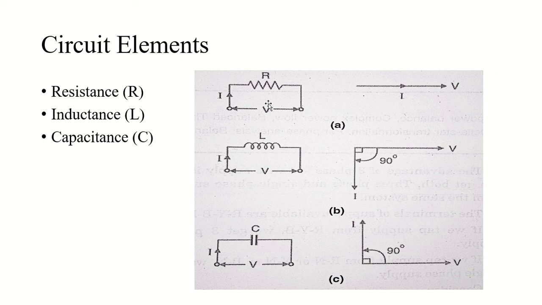If your circuit consists only of, okay, I'm putting pressure on only, inductive element, then your current will lag your voltage by 90 degrees. And similarly, if you are having only capacitive element, then your current will lead your voltage by 90 degrees. Okay, so these are all three different natures of these circuit elements: inductance, resistance, and capacitance.